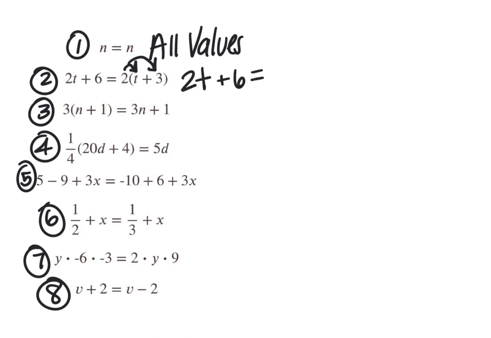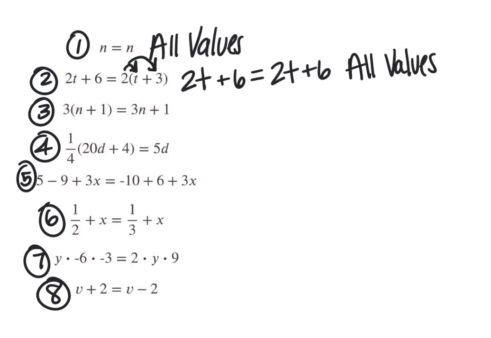And when I distribute that 2 inside the parentheses, I'm going to get 2t plus 6. Well, here we are again with 2 expressions that are the same. So no matter what value I substitute for t, both sides are going to always be the same. Whether it be -1 or 1,000, the value on both sides is going to be the same because what we have on both sides is exactly the same. So this one again would be all values.